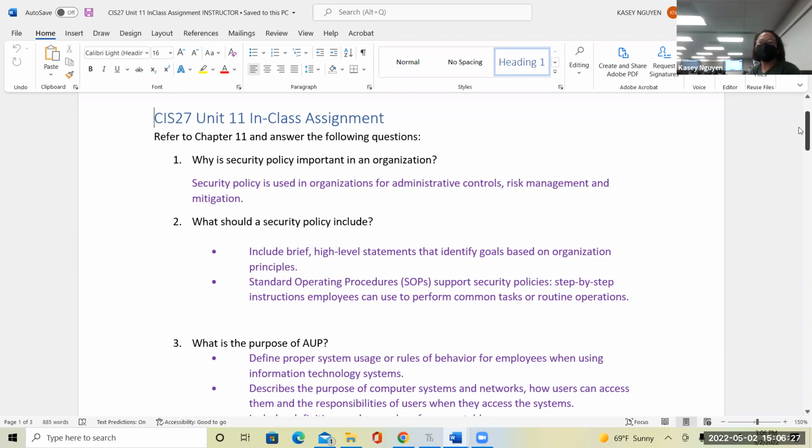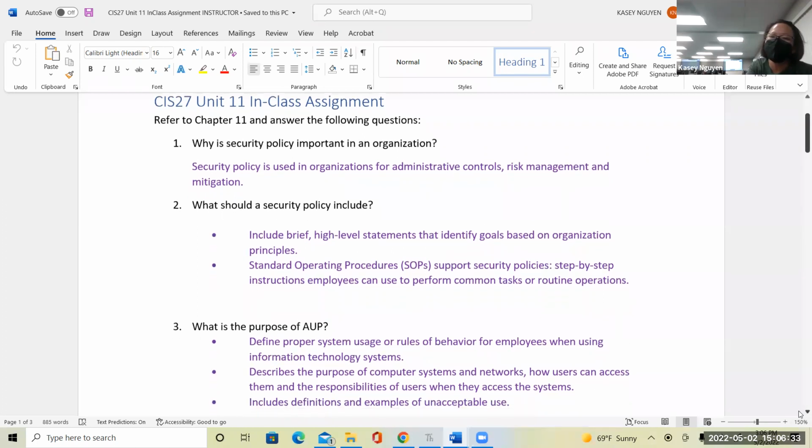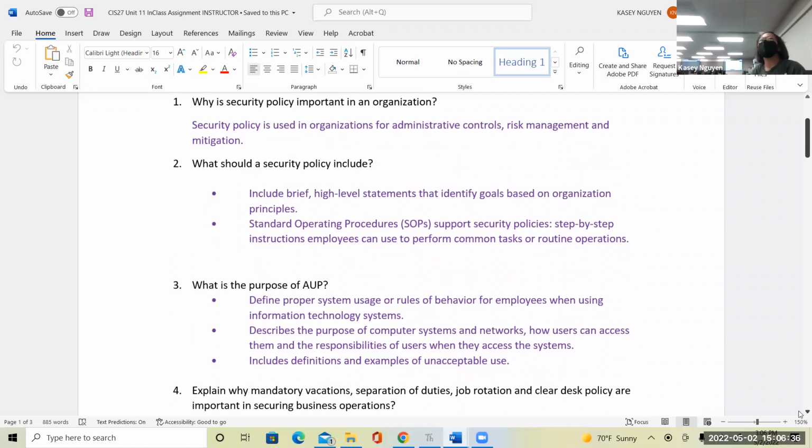So that brings us to the next question. What is an acceptable use policy? When you see the acronym AUP, it stands for acceptable use policy. And this is in your notes as well. It defines how the system is properly used, the rules of behavior of the employees when they're using the system.